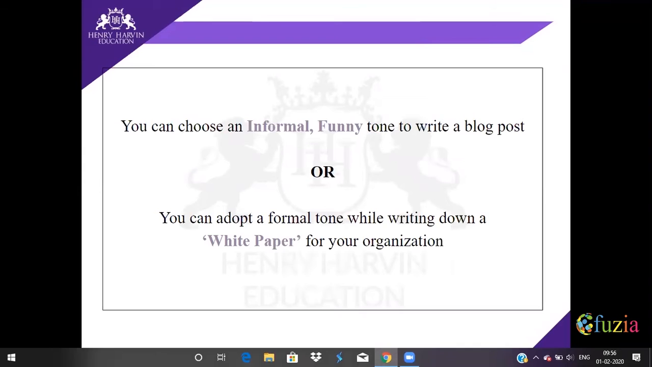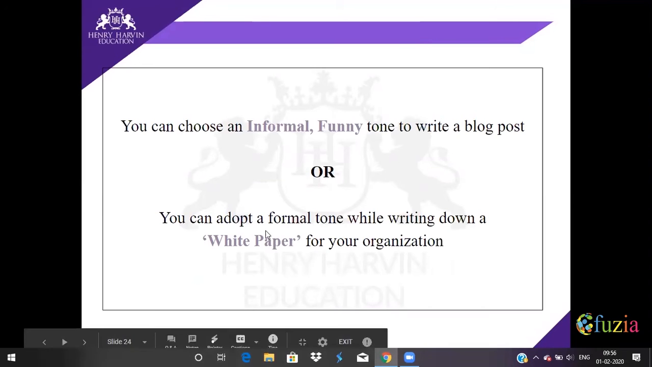You can choose an informal, funny tone to write a blog post, right? We can use an informal and funny tone to write our blog post, but when it comes down to a white paper, obviously we need to stick to our formal tone of writing. Now, what is a white paper? Just to give you a gist about this.